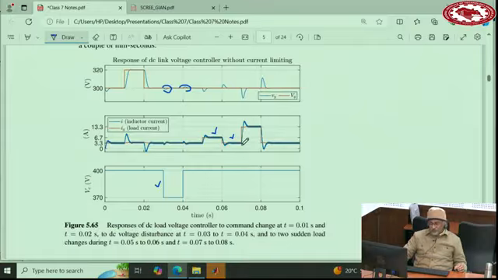So the current becomes significantly large, like 13.3. Remember, the rated current is 3.3. The rated load for 1 kilowatt is 3.3. Now it goes to 13.3, and then I remove that load, it comes back. And the voltage shows some transients, but it eventually goes back again to 300. So this seems like a very nice performance, except one big problem.